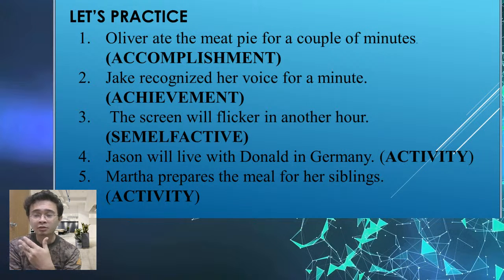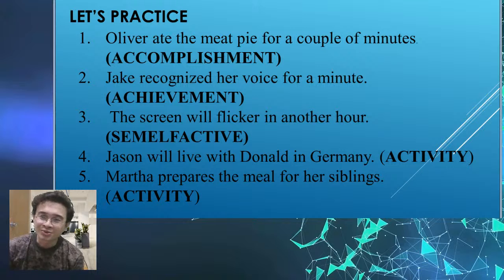And somehow it is kind of long. Maybe we had the phrase for a couple of minutes, but sometimes these actions, of course, the word ate shows accomplishment, right? Because maybe when you eat something, it takes time, of course. There's definite time. And yeah, probably he finished eating the meat pie. So there is a result there. So we call this one accomplishment. Remember, it's kind of long, so we call it one accomplishment.